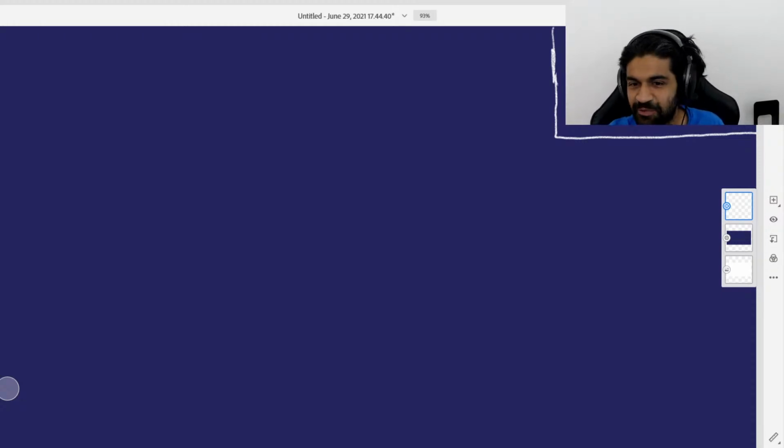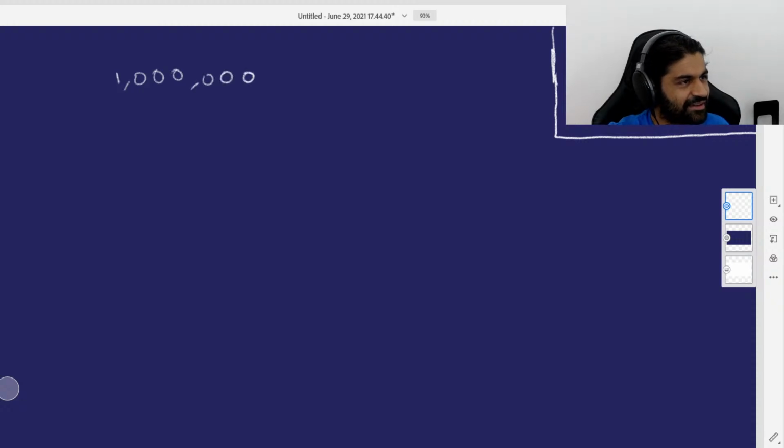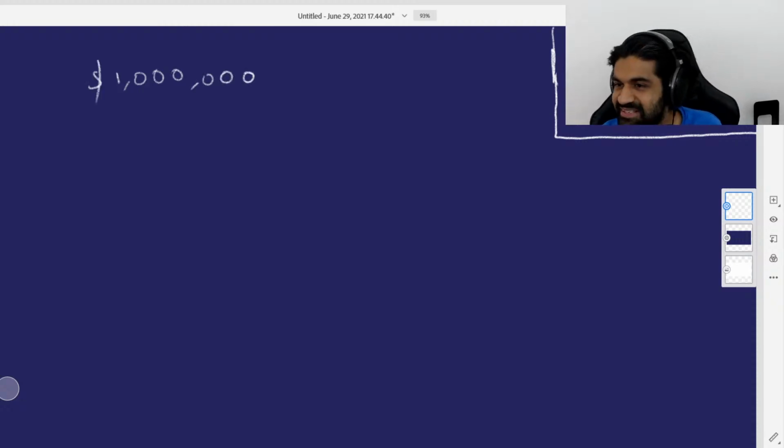So let's say you're a rich person. You're buying a $1 million house. I'm just trying to use easy-ish numbers. So the cost of the house is $1 million. This is the price of the house that you are interested in.